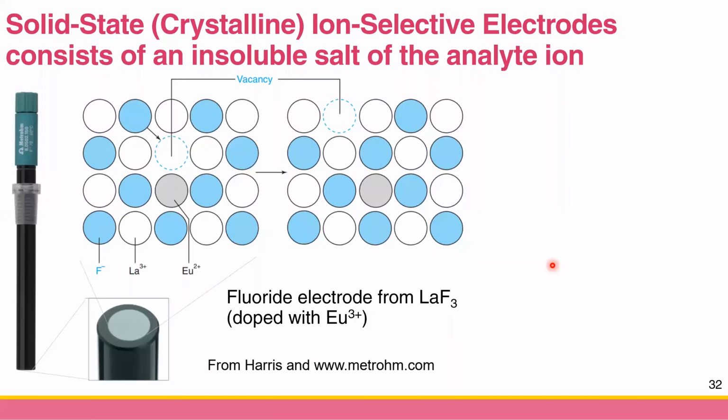The second type that we're going to talk about today is called the solid state ion selective electrode, or sometimes we call it the crystalline selective electrode, because this solid state is in the crystal structure. So that's why we can call it both. So what is the solid state ion selective electrode? This is constructed from the insoluble ionic salt of the analyte ion. Insoluble salt of the analyte ion.